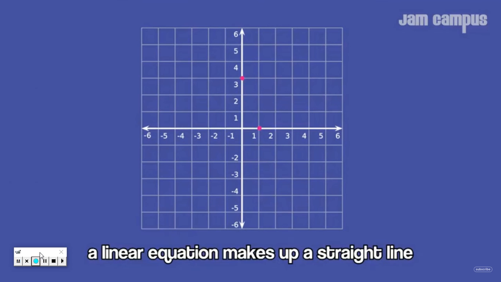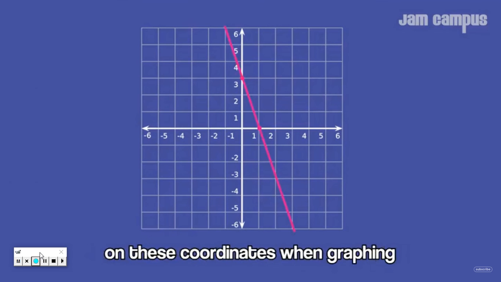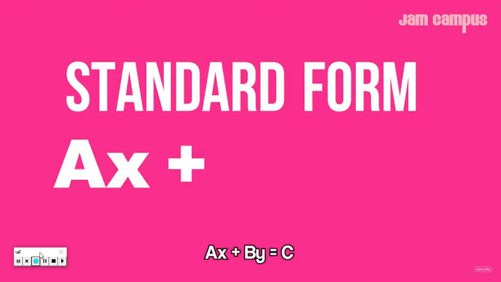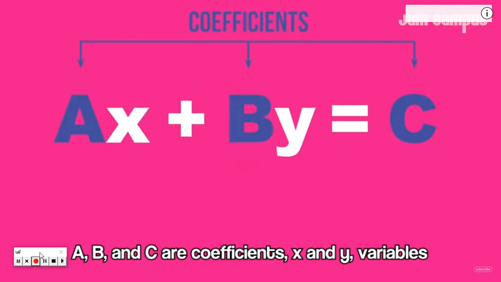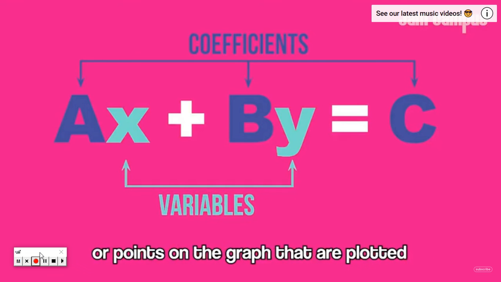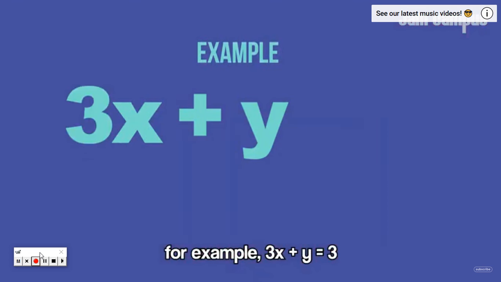A linear equation makes up a straight line on these coordinates when graphing. First we'll start with the standard form Ax plus By equals C. A, B, and C are coefficients, x and y are variables or points on the graph they're plotted. For example, 3x plus y equals 3.